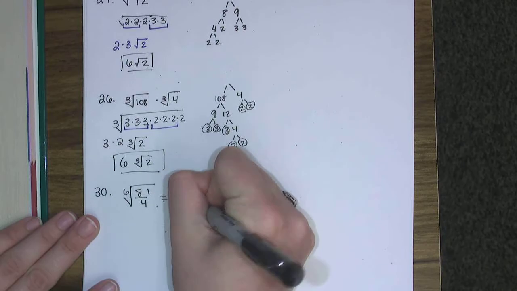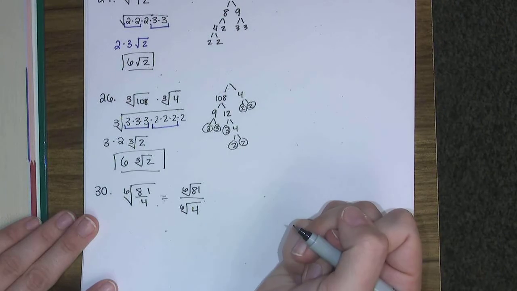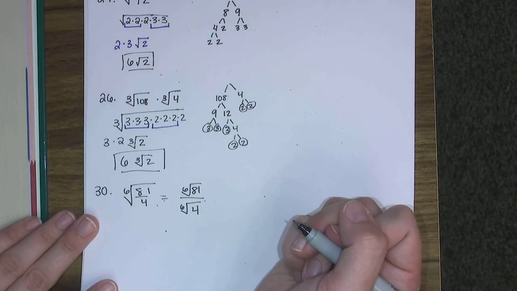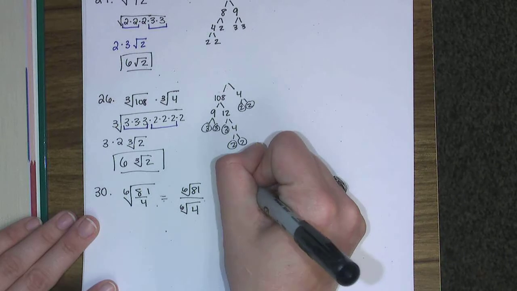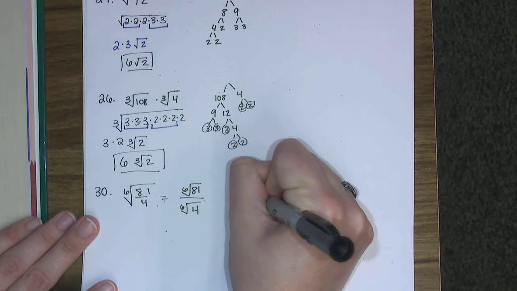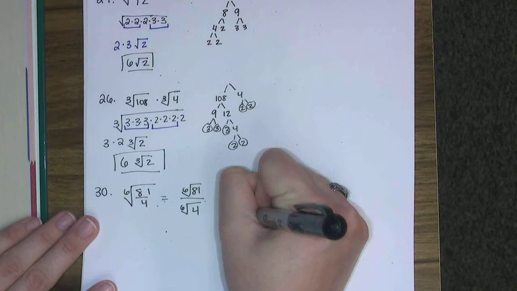81 doesn't divide by 4 evenly, so that's why we can't do anything with that. So let's just see. 81 is 9 times 9. 9 is 3 times 3. So I just end up with four 3s. So immediately looking here, I can't do anything with that, as it appears.